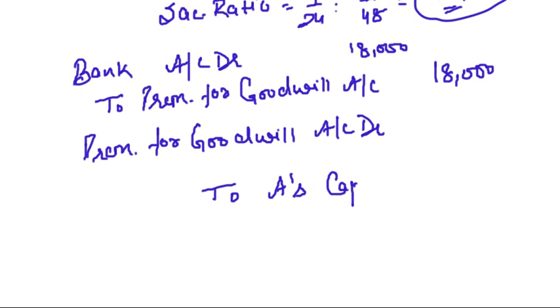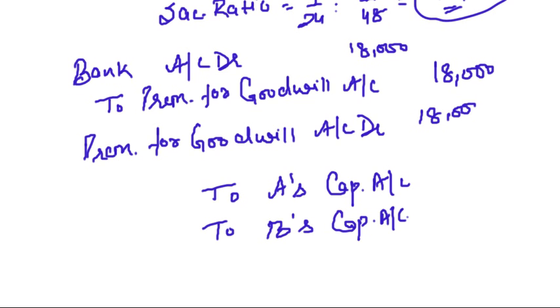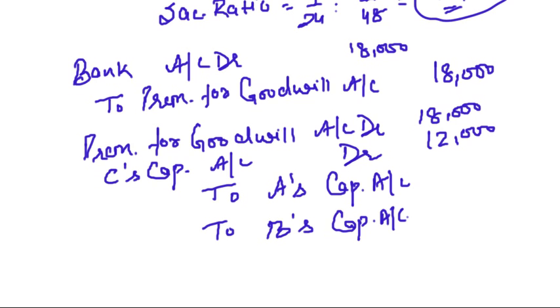To A's capital account and to B's capital account. Now what is left? This premium for goodwill is 18,000, but the old partners must be getting a total of 30,000. Now how to make that 30,000? What to do with the remaining 12,000? We will debit the new partner's capital account, that is C's capital account, with 12,000. Now the total is 30,000.